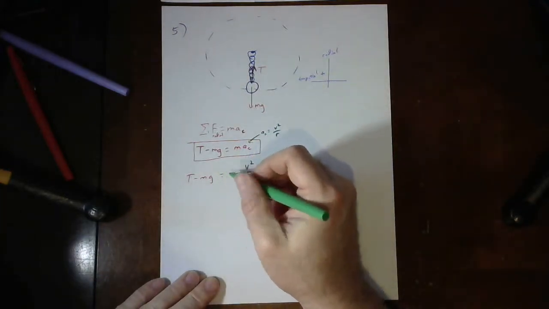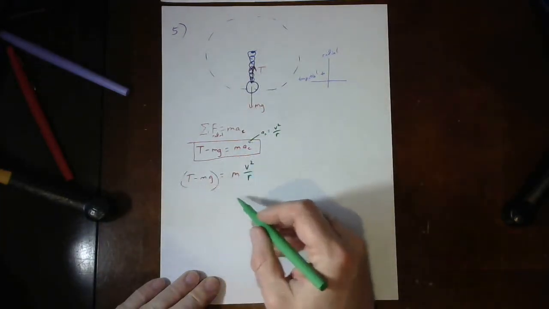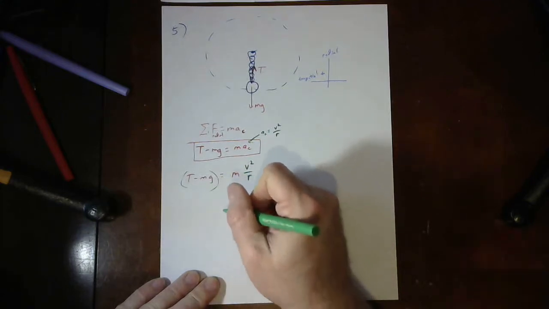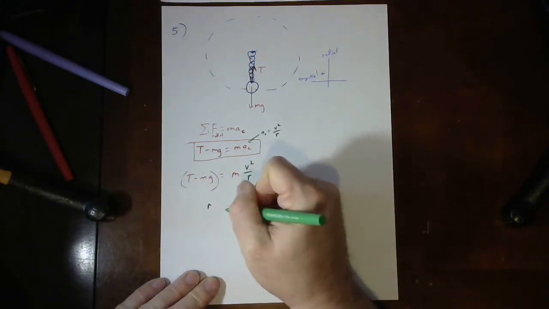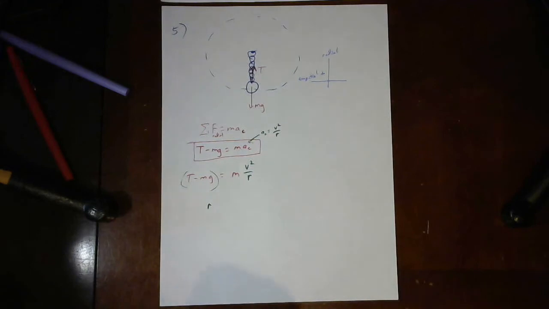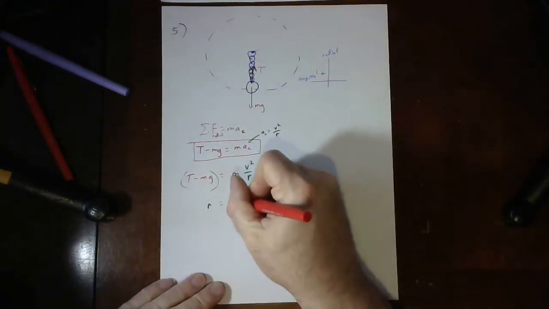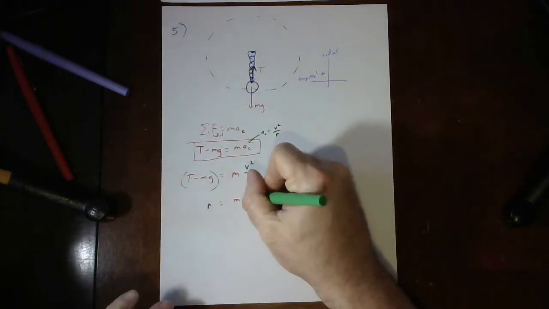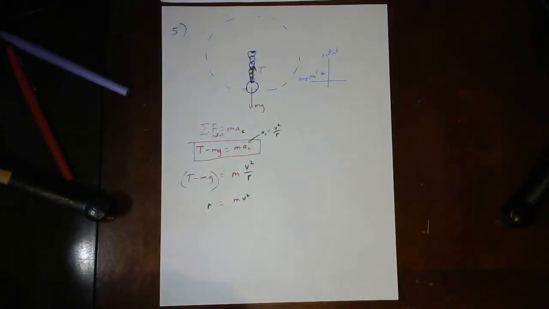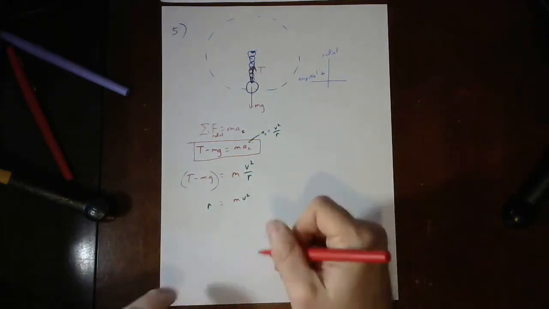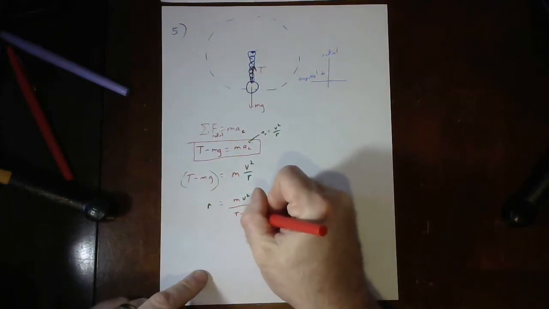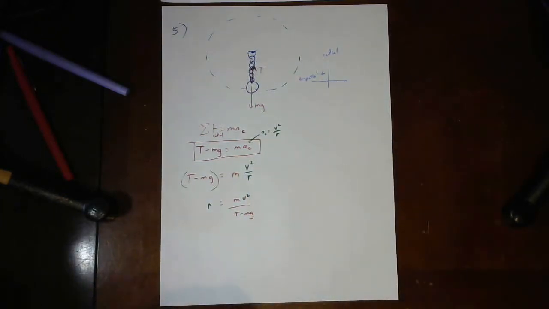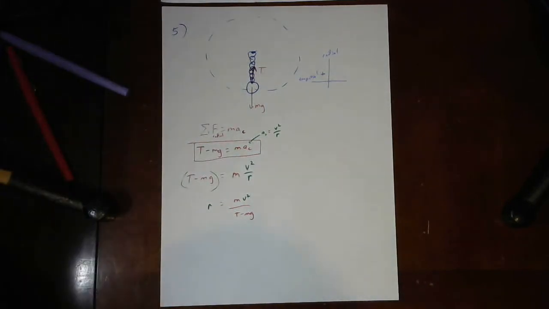So, again, I'm going to group this T minus mg and throw it underneath. I'm going to move the R over there. So my R is going to be equal to mv squared, and then T minus mg, I'm dividing both sides by. Okay, I can put my values in, and life will be good.